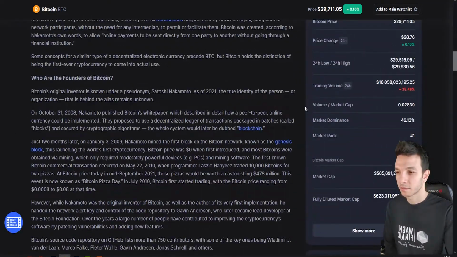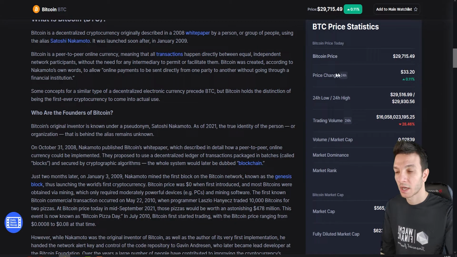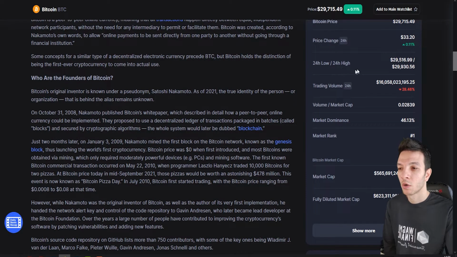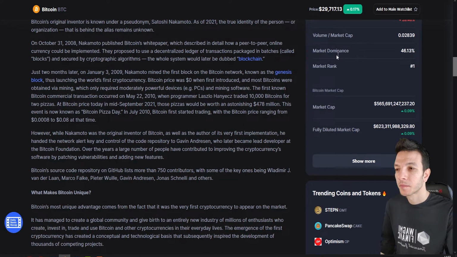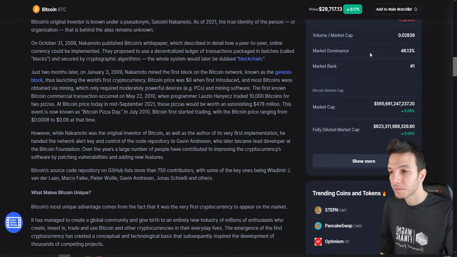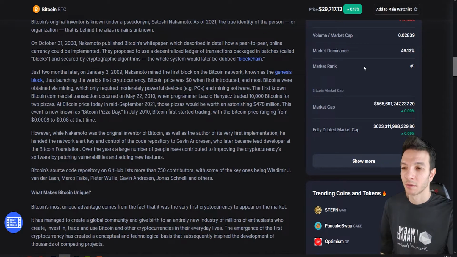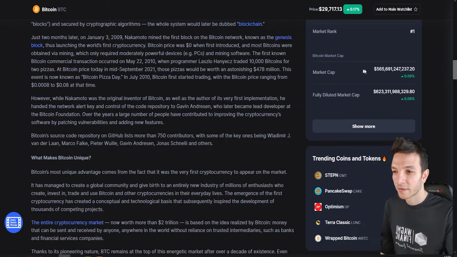And here to the right, we have current price. We have price change over the last 24 hours. We have 24-hour low and high, which means in the last 24 hours, the lowest price and the highest price for Bitcoin. Trading volume for the last 24 hours. We do also have market dominance, as I explained before. We have market rank. It's number 1 in the industry, of course. Bitcoin started the whole cryptocurrency industry. And we have the market cap.